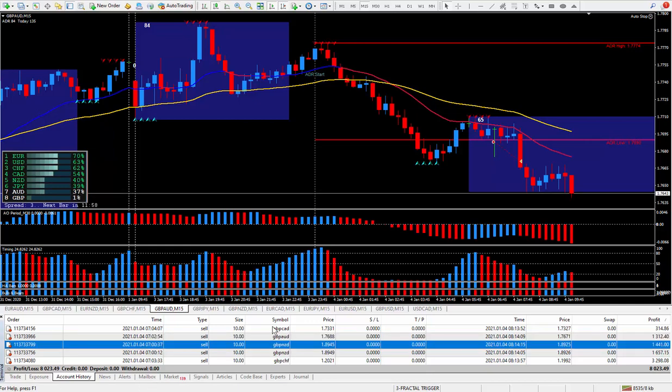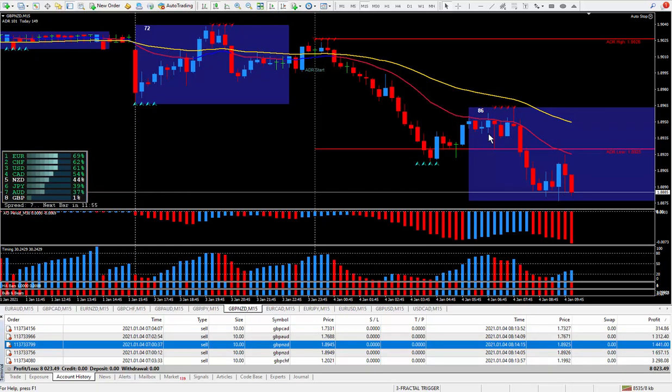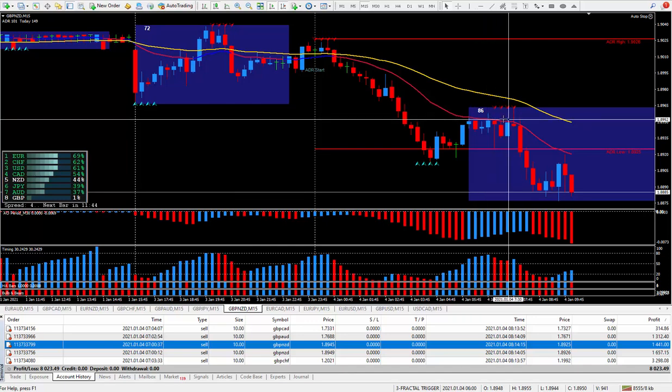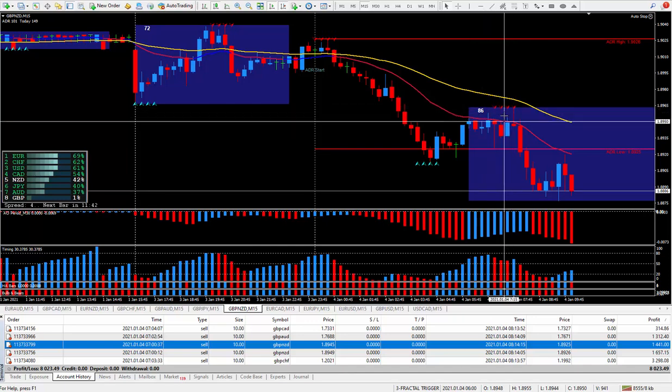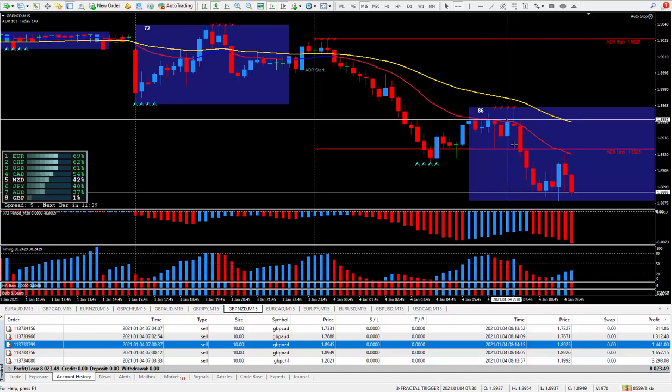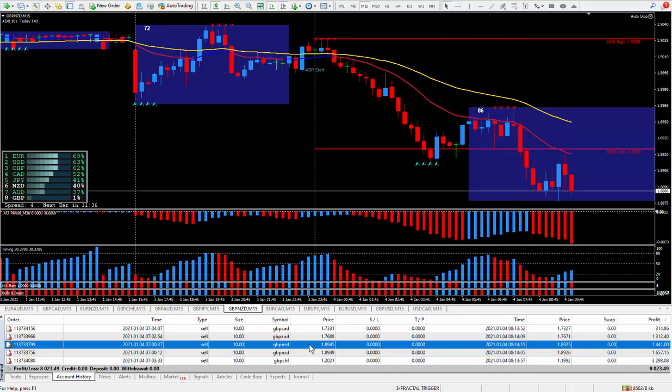So moving on to the pound New Zealand. This pair moves the most number of pips on a daily basis. We see the fractals in here. I knew once I saw the fractals, I could have taken a trade anywhere across here. Even before the fractals populated, I knew it was going to go down.